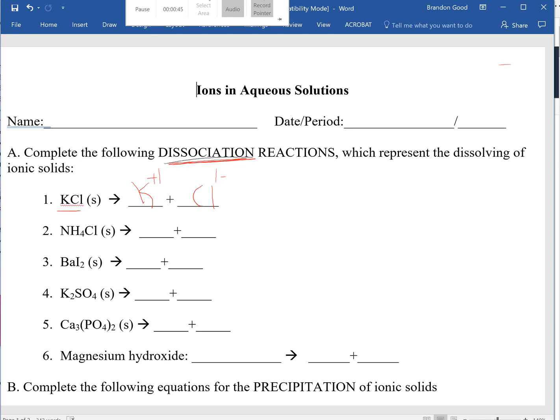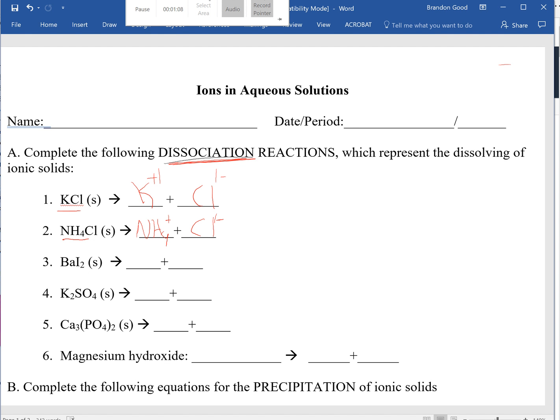All right, next one. Here's where we encounter a polyatomic ion. So what's going to happen is if you look on the back of your periodic table, NH4 is a polyatomic ion. You can look up its formula and its charge and see that it has a +1 charge. Chlorine, as we already determined, has a -1 charge. So there we go, it's already balanced.